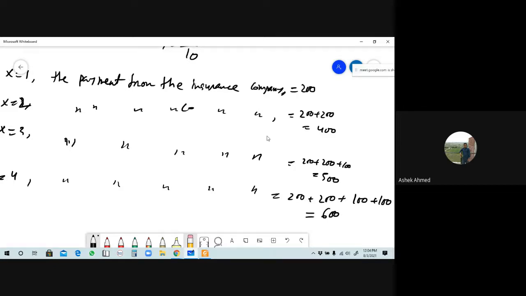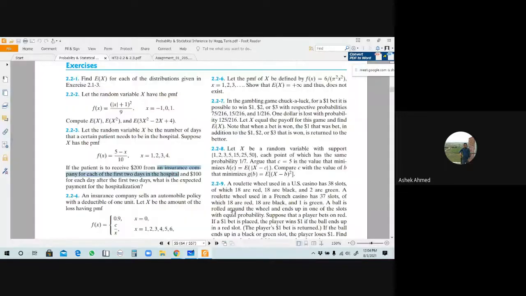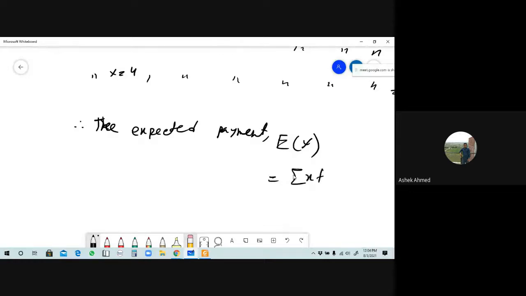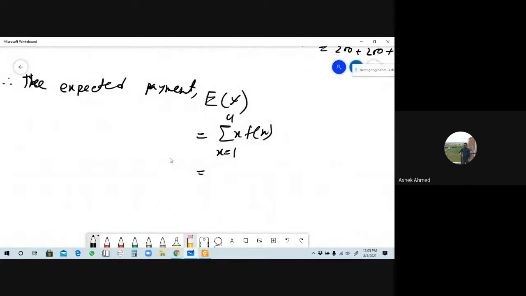Now we will find out the expected payment from the hospitalization. The expected payment will be the expectation of x. This is the summation of x into f of x. From here, the values of x are 1 up to 4, so this will be 1 into f of 1 plus 2 into f of 2 plus 3 into f of 3 plus 4 into f of 4 here.